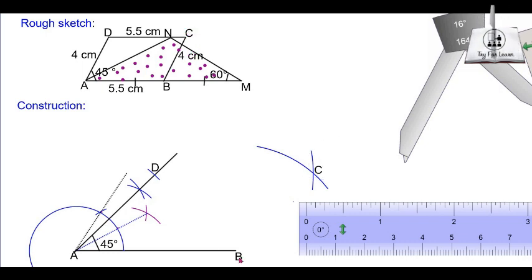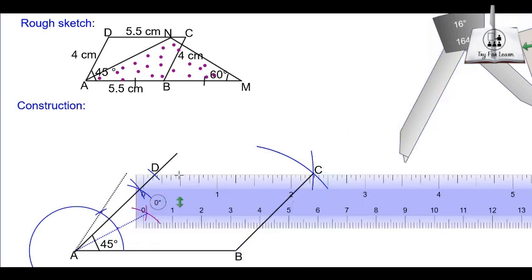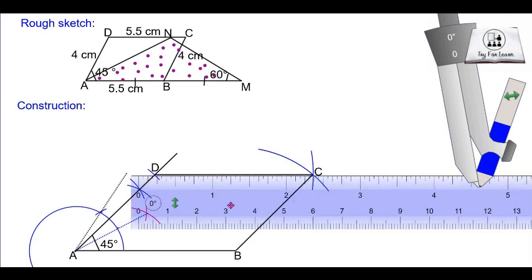If we join B and D with this vertex C, then we will get parallelogram ABCD. By scale and pencil, you have to join B and C. Also join D and C. Now the construction of parallelogram ABCD is complete.